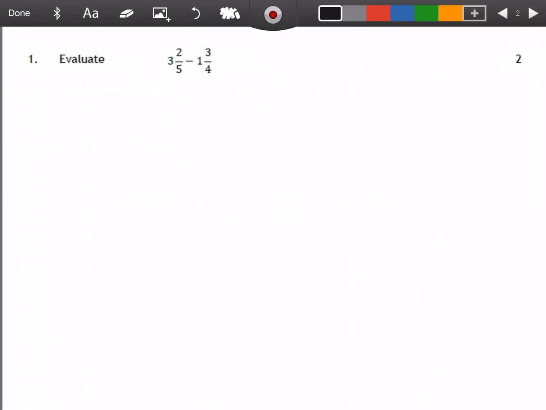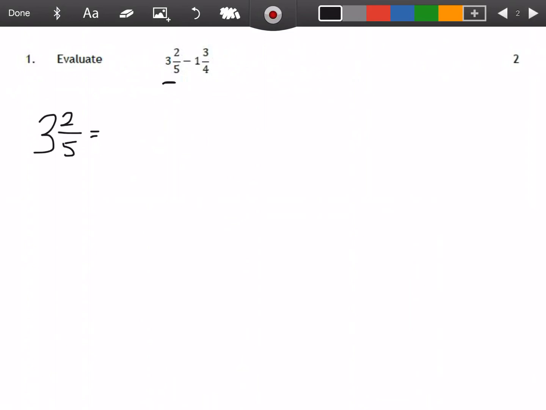Whenever you see fractions like this, where we have mixed numbers, 3 and 2/5, the first thing I would always do is to convert this. So 3 and 2/5, I'm going to write with 5 at the bottom. Remember, 3 times 5 is 15, and then add on the 2 at the top, 17/5. I'm also going to do the same with the 1 3/4.